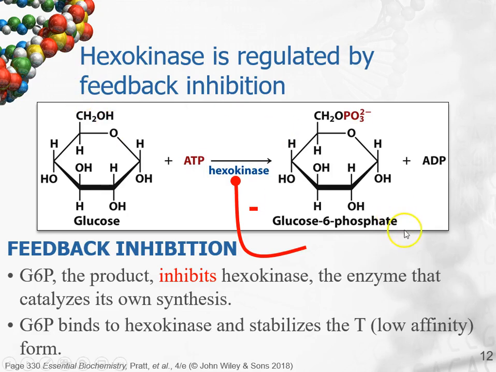The way that happens is fairly simple. The product, glucose 6-phosphate, is an allosteric inhibitor. That means that when glucose 6-phosphate binds to the hexokinase, it doesn't bind at the active site, it binds somewhere else, but it stabilizes the T form.